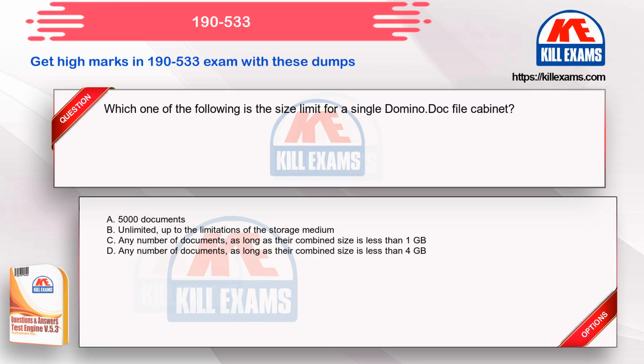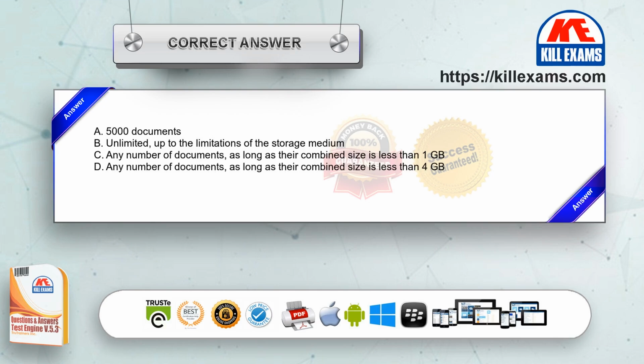Which one of the following is the size limit for a single Domino.doc file cabinet? Option A. 5,000 documents. Option B. Unlimited, up to the limitations of the storage medium. Option C. Any number of documents, as long as their combined size is less than 1 GB. Option D. Any number of documents, as long as their combined size is less than 4 GB. The correct answer is option B.